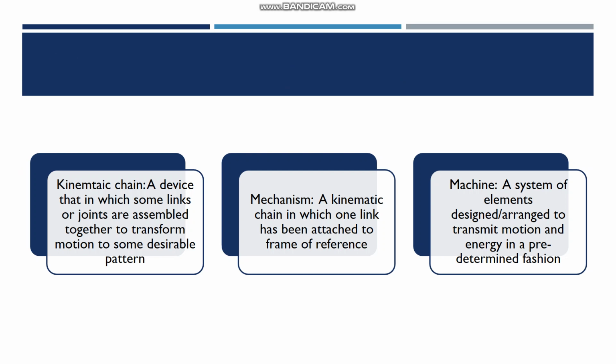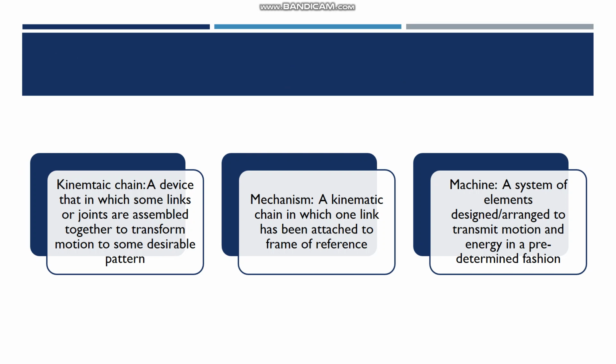So what is a kinematic chain? A kinematic chain is a device in which some links or joints, what links or joints are, we will learn later, are assembled together to give some desirable motion, some desirable pattern. And what is a mechanism? A mechanism is a kind of kinematic chain in which one link has been grounded. A kinematic chain in which a link has been attached to the frame of reference is called a mechanism.